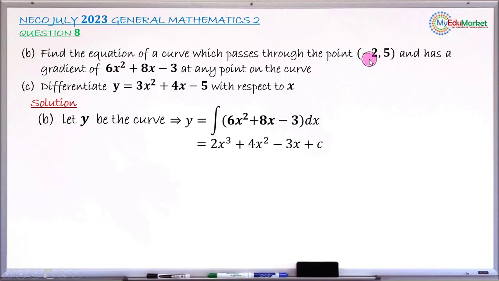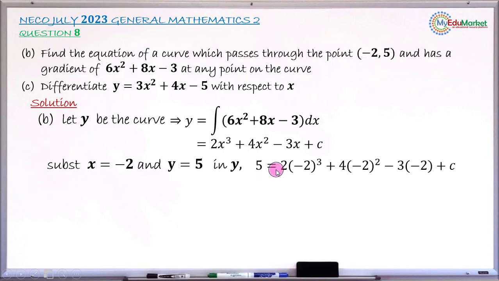So we now substitute this point because the function y passes through it. This minus 2 is the value of x and this 5 is the value of y. It will enable us to find the constant of integration c. Substituting x by minus 2 and y by 5 in the function y, you have 5 equals 2 times open bracket minus 2 raised to the power of 3, plus 4 times minus 2 squared, minus 3 times minus 2, then plus c.